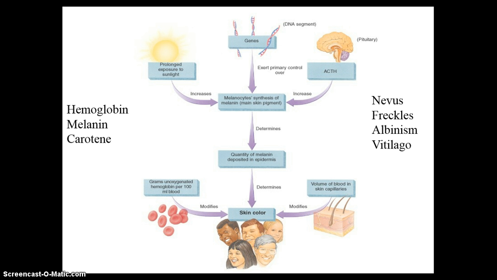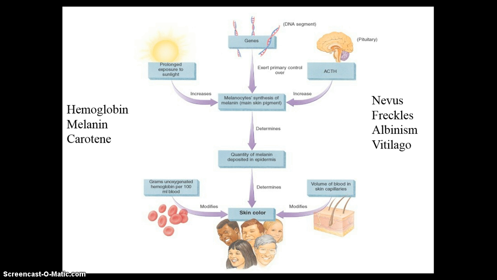Some other parts that play a function in determining skin color are first the sun, and the sun affects your melanocytes, and your melanocytes will increase the amount of melanin that they produce, and that is why you get tanned, because there is an increase in melanin.